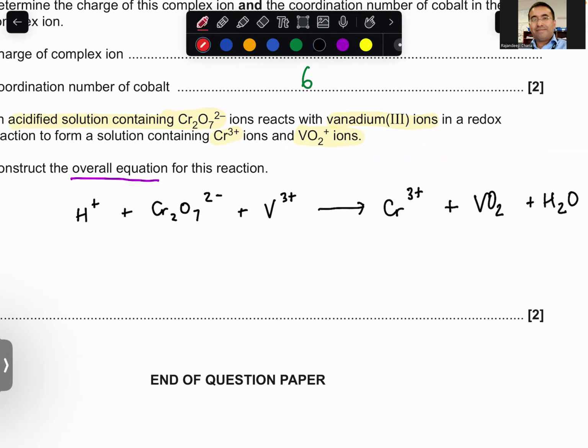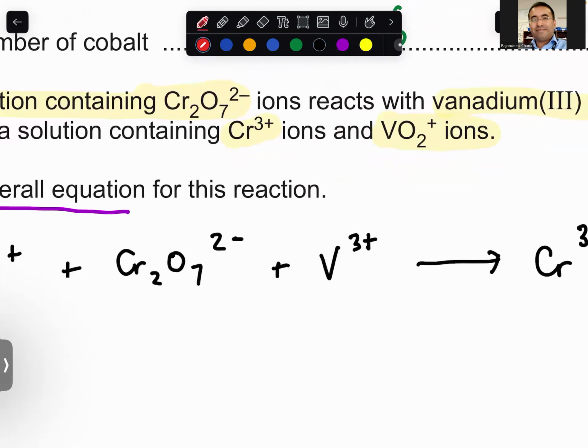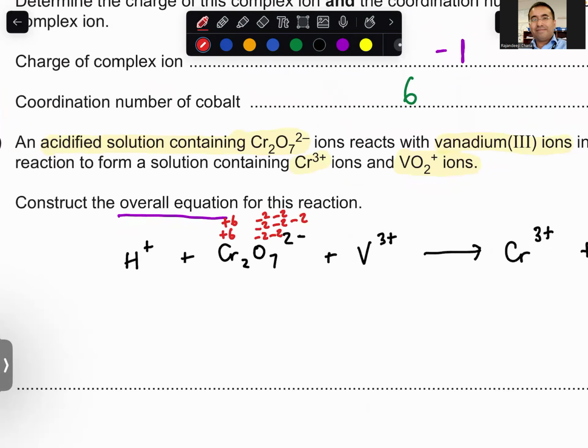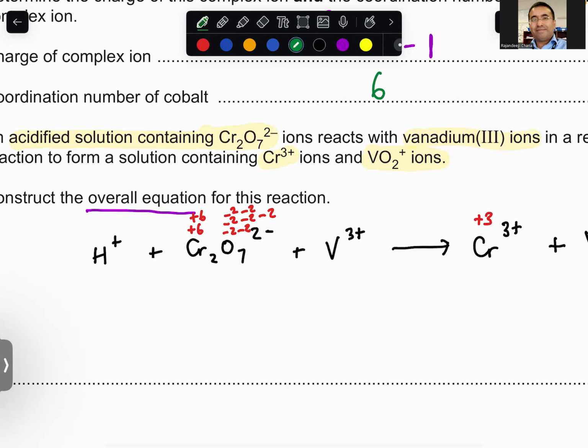Now, we need to look at the oxidation numbers. Each chromium is going to be +6. How did we work that out? Each oxygen is -2. That's -14. 2 chromiums is +12. Each chromium is +6. It goes from +6 to +3. If you look at the 2 chromiums, they have gained 3 electrons each. So that's 6 electrons.